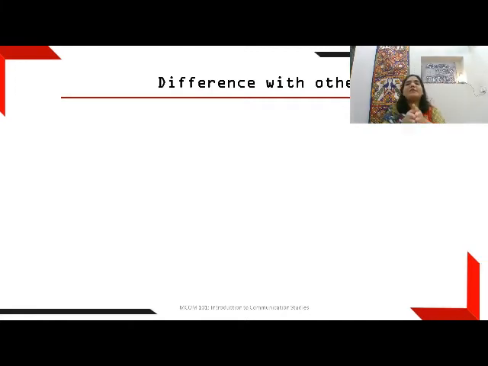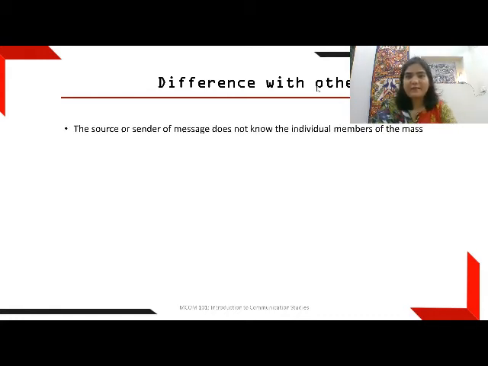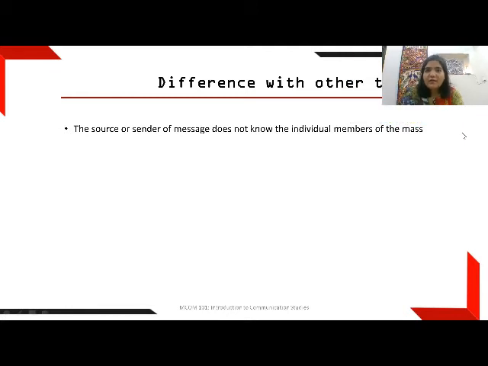Now let us look at the differences of mass communication with all other kinds of communication, the ones that we have already discussed so far. So the first thing is that in mass comm, the sources or the senders of messages don't really know the individual members of the mass.